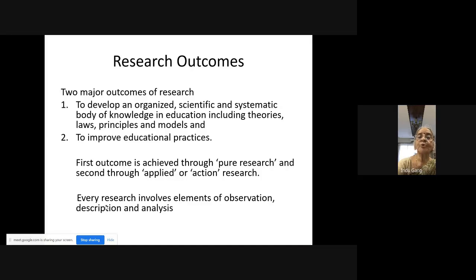The first outcome is achieved through pure research. And the second outcome, to improve educational practices, is done through applied as well as action research. But every research involves elements of observation. You have to observe. You have to describe what you have observed. And once you have those descriptions in front of you, you've got to do an analysis.